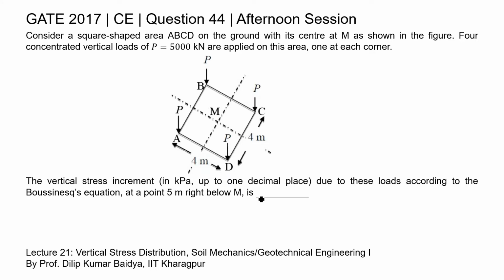So, in this question a square shaped area A, B, C, D on the ground is given with its center at M, as it can be seen in this figure. Four concentrated loads of magnitude 5000 kilonewton each are applied at each corner, that is at points A, B, C and D. Due to this loading we need to calculate the vertical stress increment right below point M at 5 meter depth as per the Boussinesq equation.